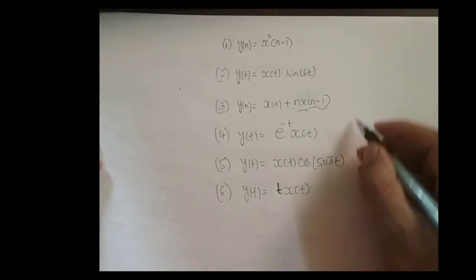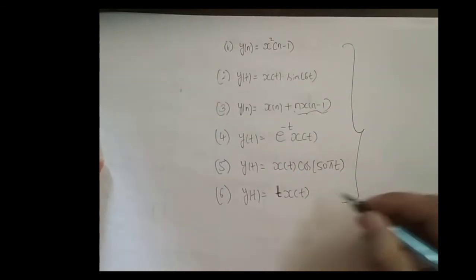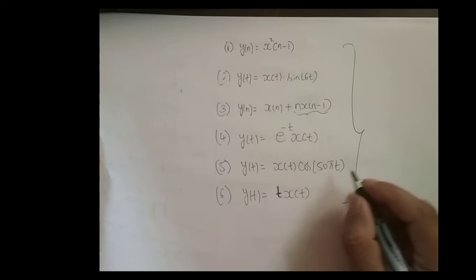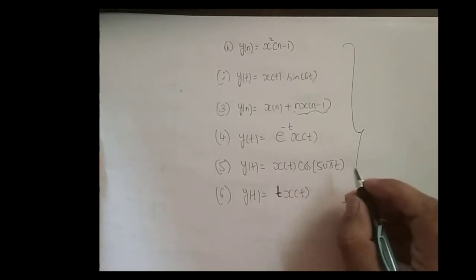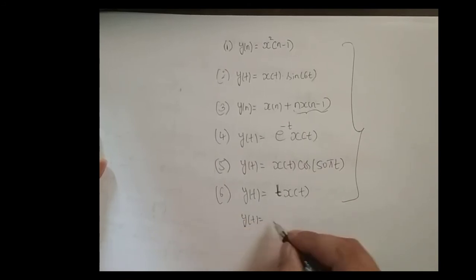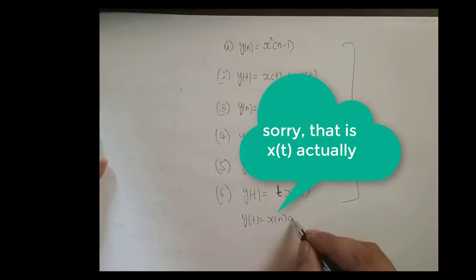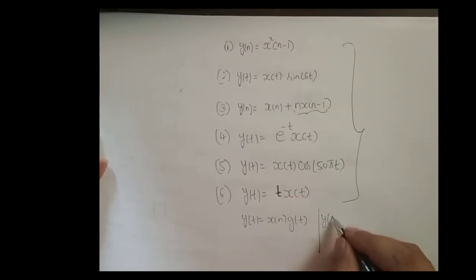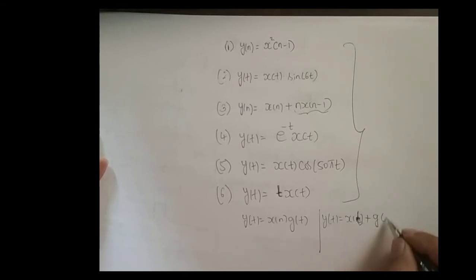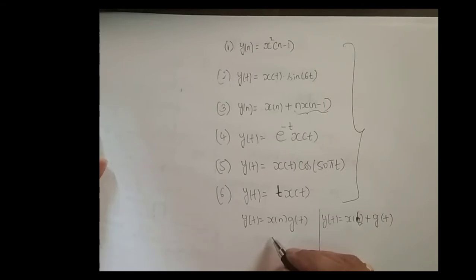Okay, as a practice problem, you just try to check for linearity property of these systems. And before I end this video, there is a trick actually. In lecture 2, I had taken up one problem called y of t is equal to x of t into g of t, right? And I had taken one more problem in lecture 3, y of t is equal to x of t plus g of t. Okay, there is a trick here.